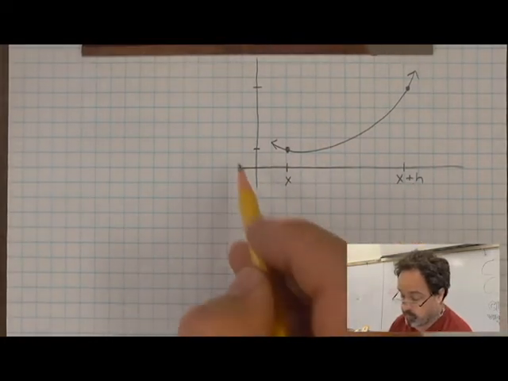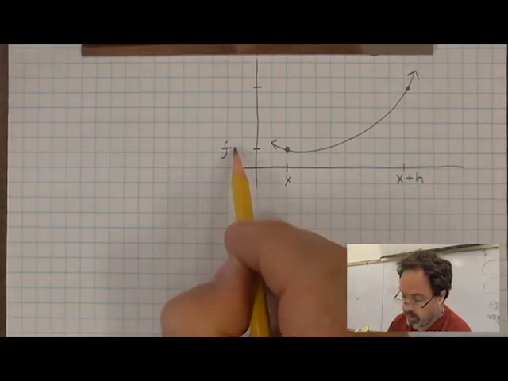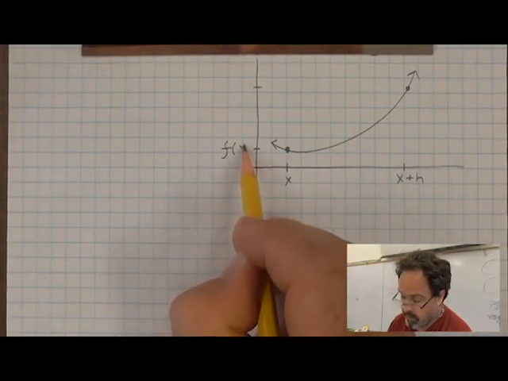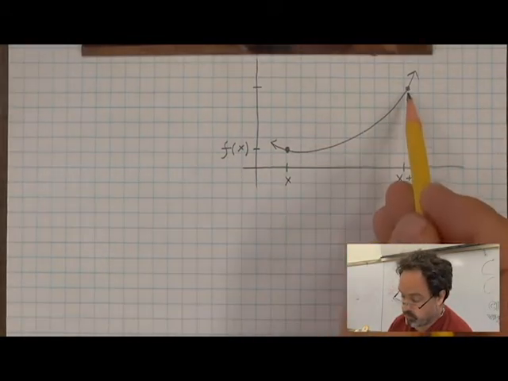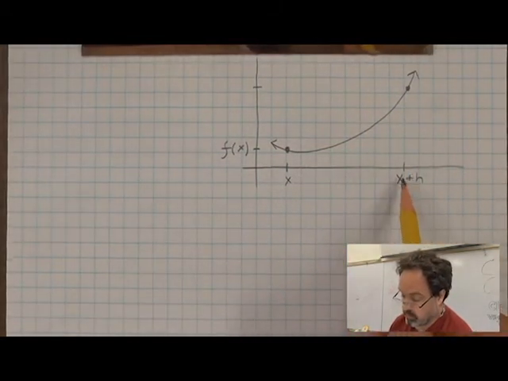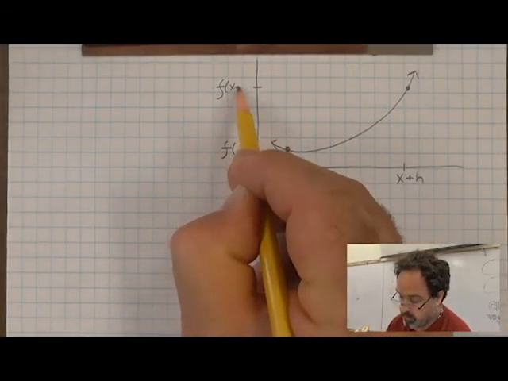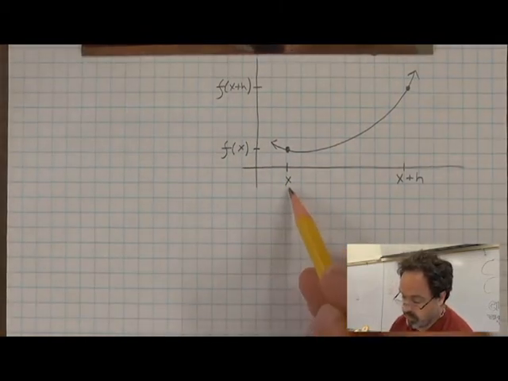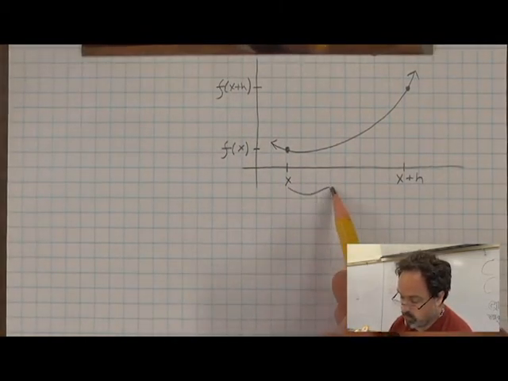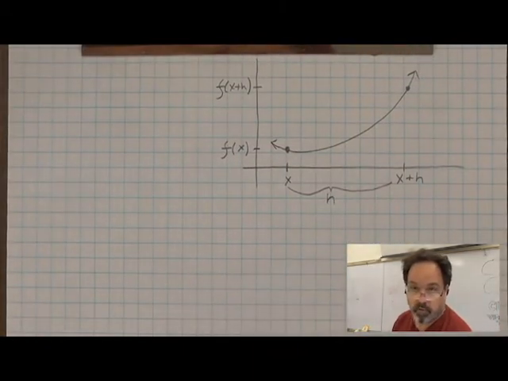We can most generally call that function f, and then express the value of the function at x as f of x. The value of the function at this later time would then be f of x plus h. This change in the horizontal variable I've chosen to represent with a single variable we're calling h.